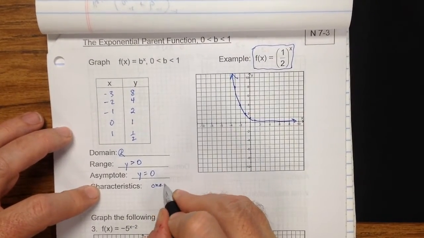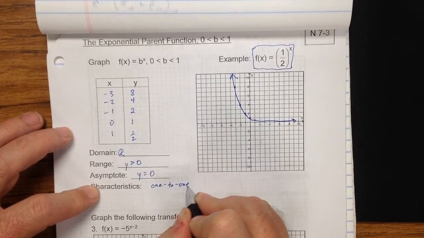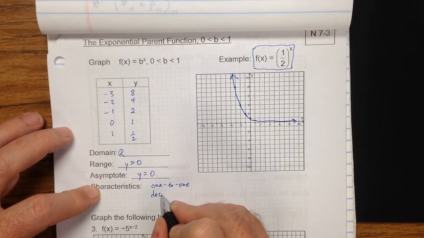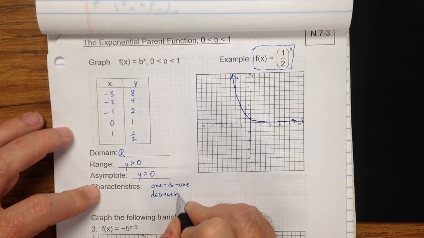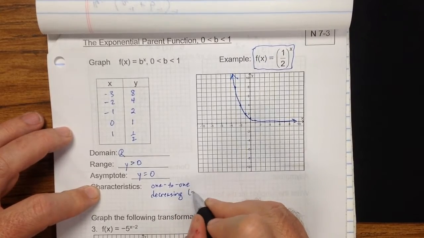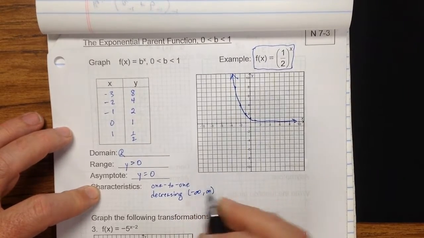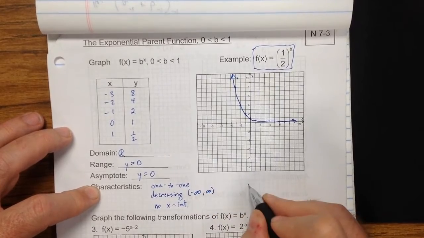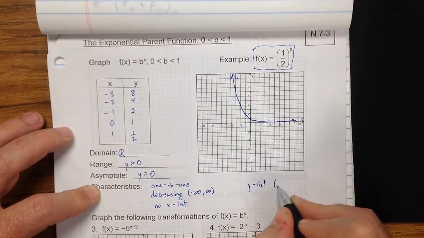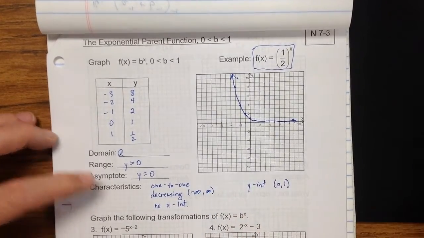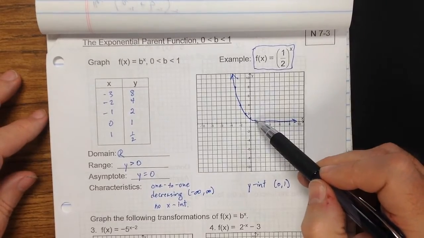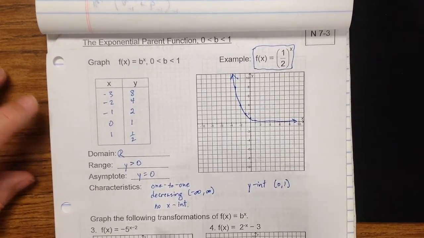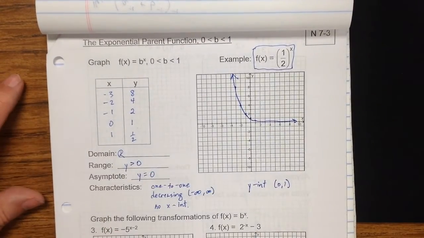Characteristics. This also is a one-to-one function. This one is decreasing over its entire existence from -infinity to +infinity. Once again, there is no x-intercept. And once again, the y-intercept is 0, 1. And also, it goes through that point 1, b, in this case 1, 1/2, which I have right here. All right.